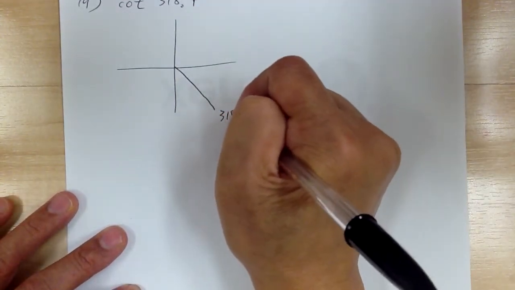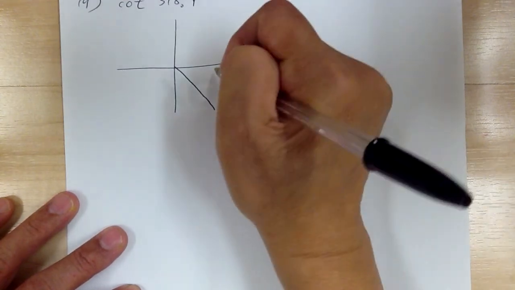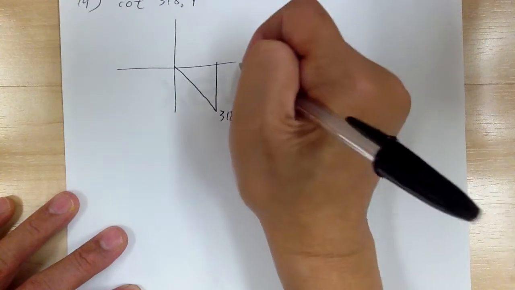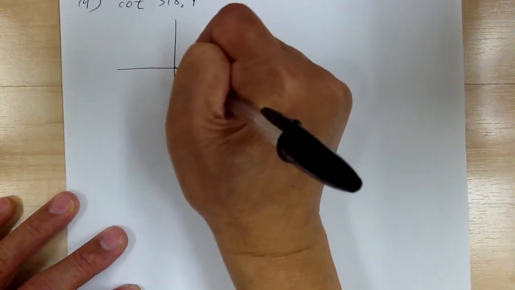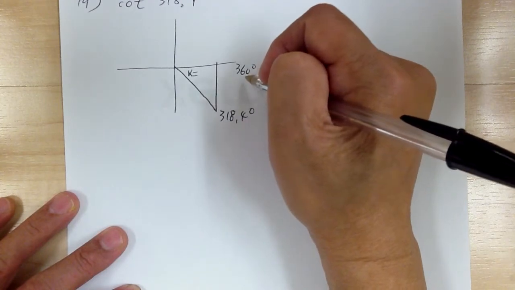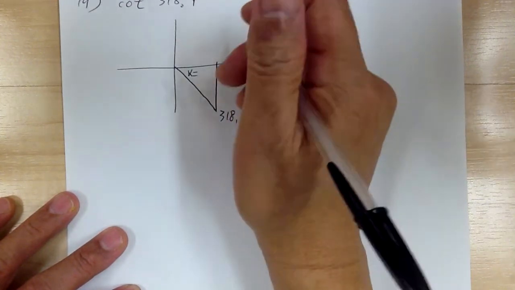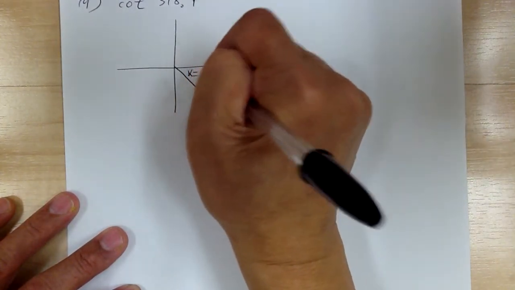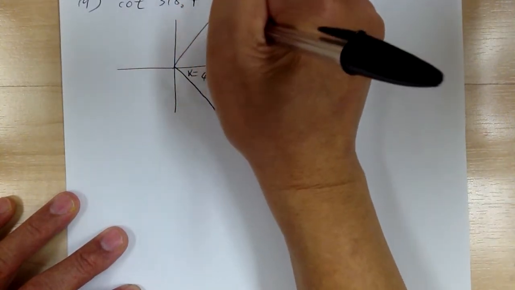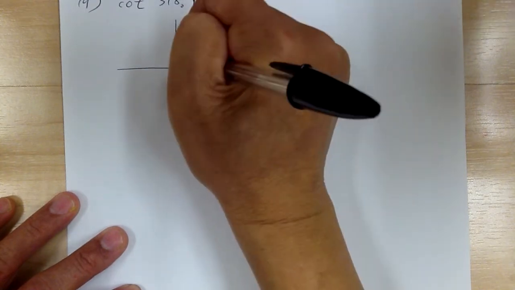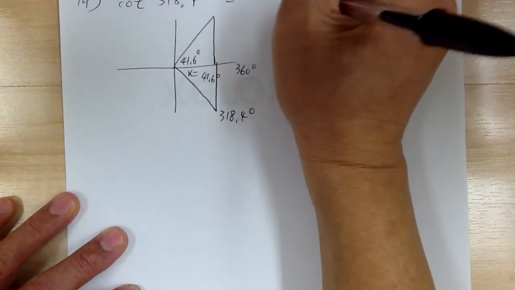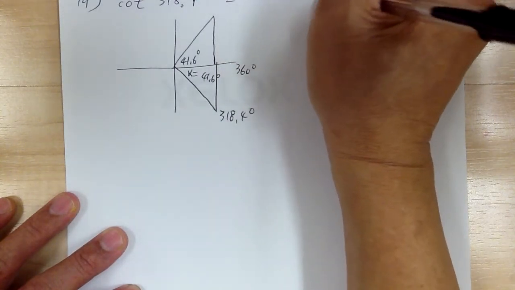So this is 318.4 degrees. Draw your reference triangle. This is 360 over here. From that, you're just going to subtract, and it's going to give you alpha of 41.6 degrees. Again, you have to transform that into a first quadrant angle. So this is going to equal cotangent of 41.6 degrees.